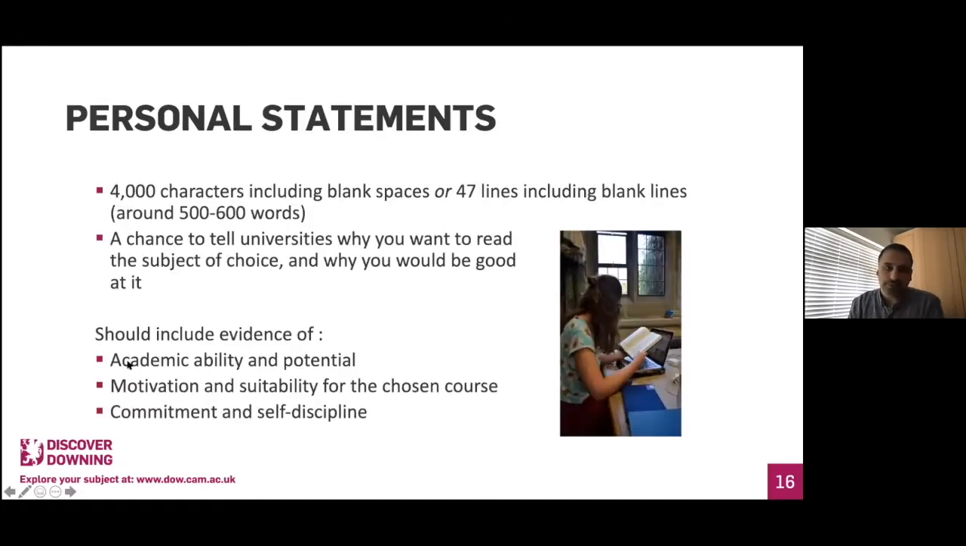Now, a little bit about personal statements. This is quite an important part of your application. This is really where you get your first opportunity to present yourself as an individual to the university. The personal statement needs to be around 500 to 600 words. And the key thing is it should include evidence about your academic ability and potential. It should demonstrate and reflect the motivation and suitability for your chosen course. And really, we need to see some evidence of commitment and self-discipline when we read through your personal statement.